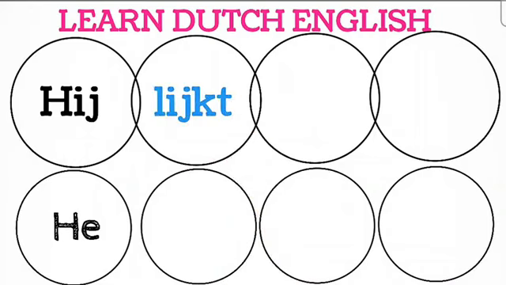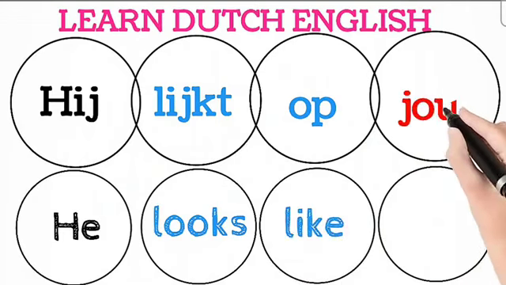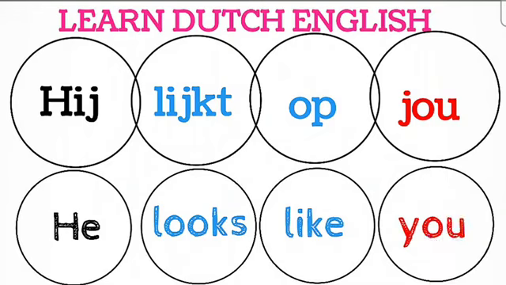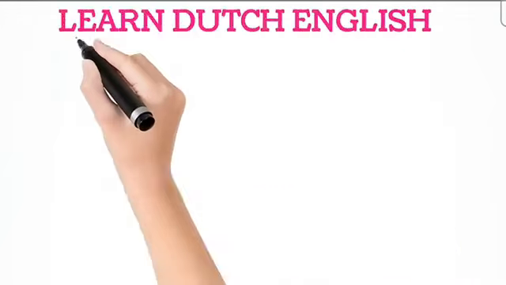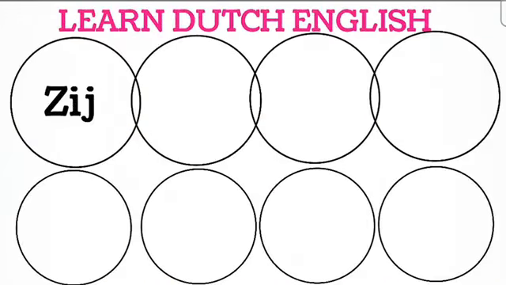In het Nederlands, hij lijkt op. In het Engels, he looks like. Hij lijkt op jou. He looks like you. In de les, wij gaan leren lijken op. In this lesson, we are going to learn look like. Learn Dutch and English together.